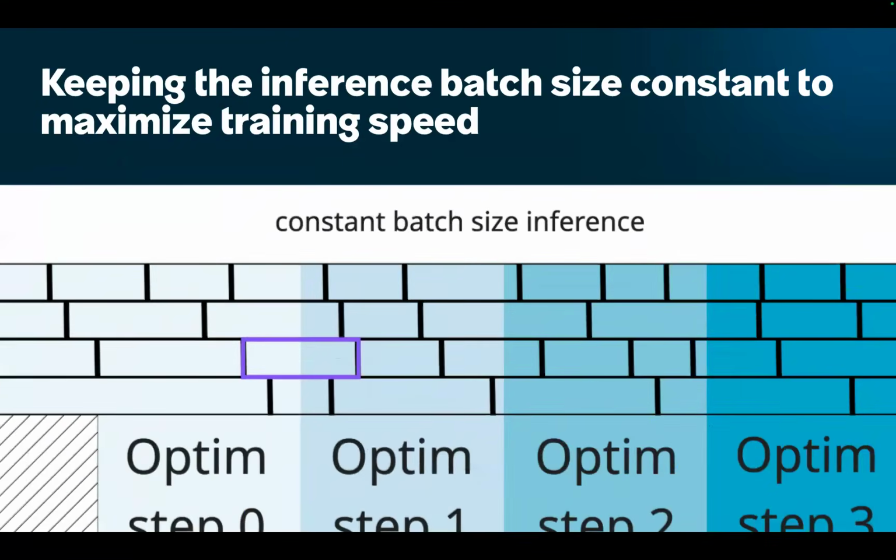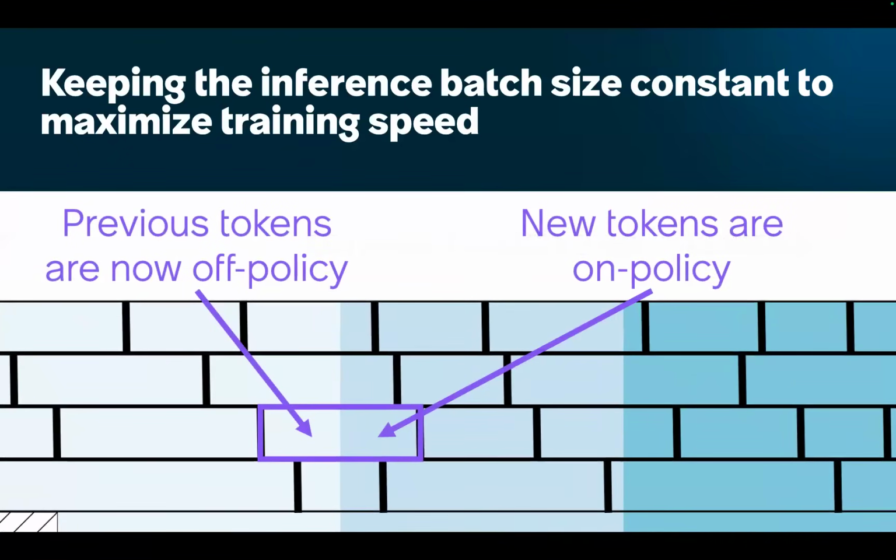So what does that mean? If we zoom in, between 2 tokens, we update the weights. So the sequence started under the light blue policy, but it terminated under the darker blue policy. So the previous tokens that we generated at the beginning of the sequence are now off policy, while the new tokens are on policy. So it's a bit different from conventional RL, where samples were sampled under a single policy. It's kind of a mixed policy.